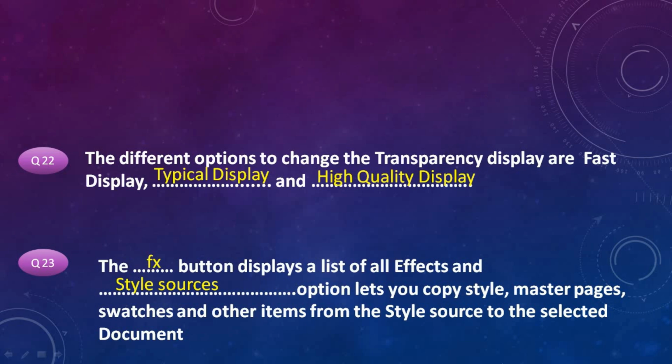Sorry, it is synchronize. Just make a change here. So it is synchronize option lets you copy style, master pages, swatches and other items from the style source to the selected document. It is not style source, it is synchronize option. Please make the correction there.